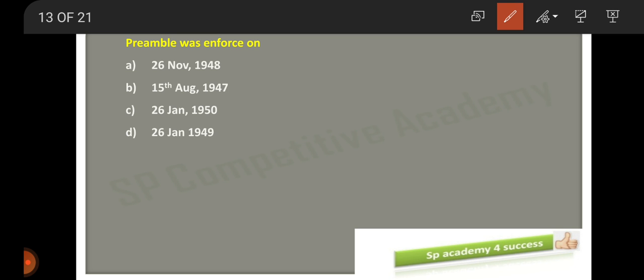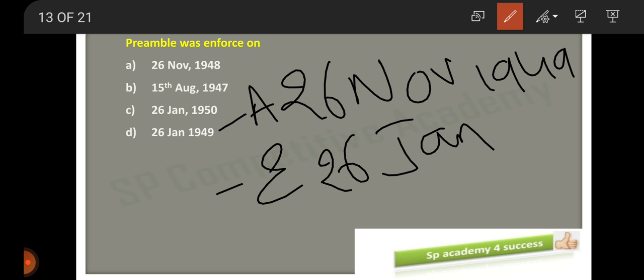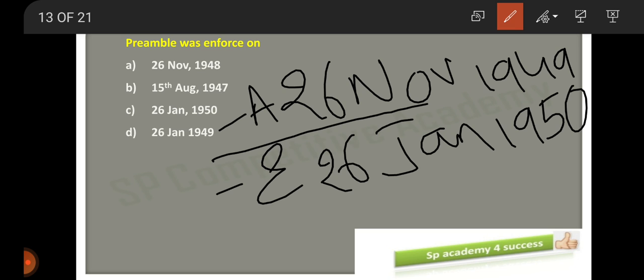Let me give you this. 26th November 1949 is the preamble adopted on date. But it was enforced on 26th January 1950. So there is a difference in the adoption date and the enforced date. Okay, please don't get confused. You will have the adoption date in the preamble but not the enforced date. So the answer for this is C. C is the right answer, that is 26th January 1950. Moving on to the next MCQ quickly.